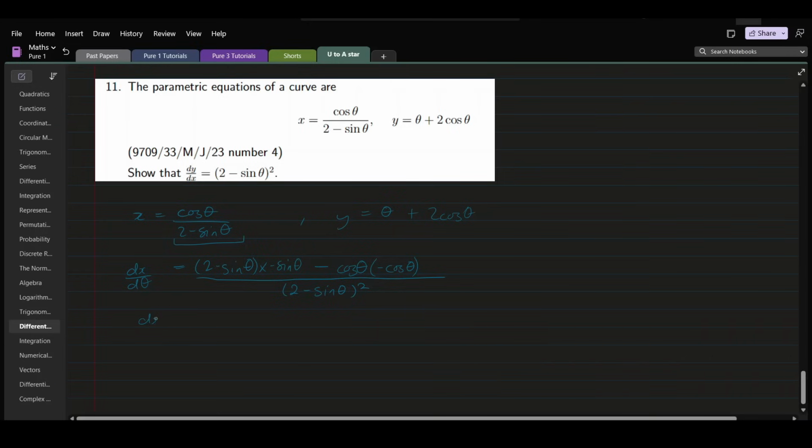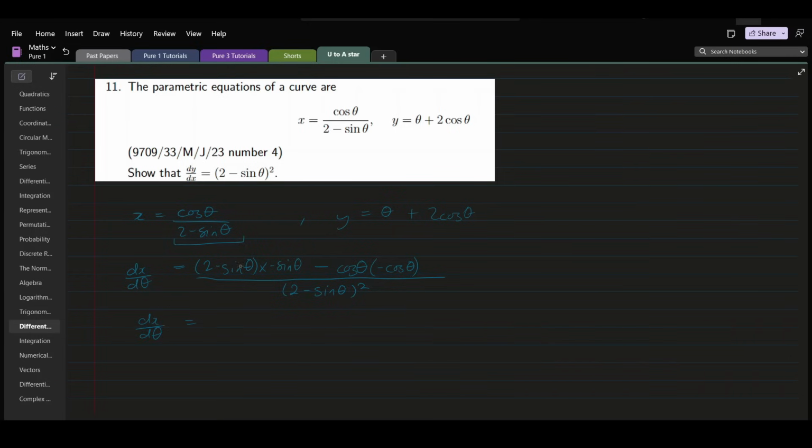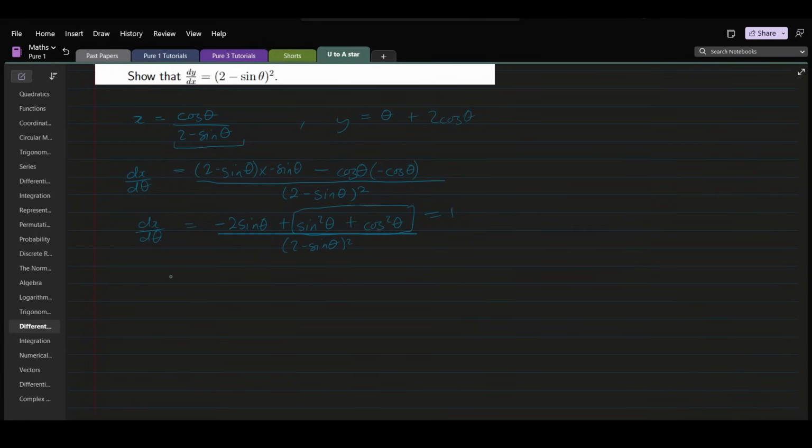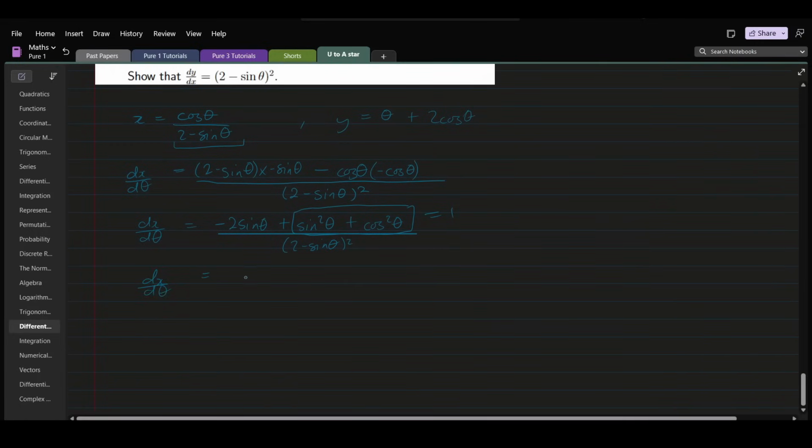Okay, so let's simplify that. Dx d theta is equal to, let's expand our numerator. You've got negative 2 sine theta, negative 2 sine theta plus sine squared theta. Then we've got minus cos theta, that gives us a positive cos squared theta. And this is all over 2 minus sine theta squared. And then you notice that this section over here is equal to 1, using the identity sine squared theta plus cos squared theta is equal to 1. So dx d theta can be written as 1 minus 2 sine theta over 2 minus sine theta squared. Okay, that is our simplest. We'll leave dx d theta like that for now.